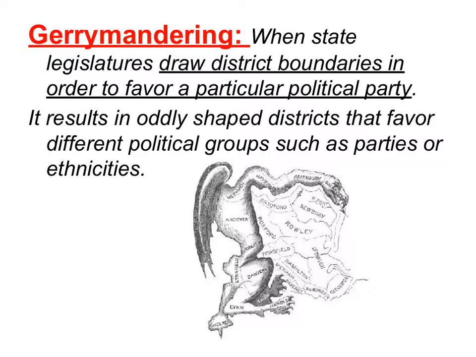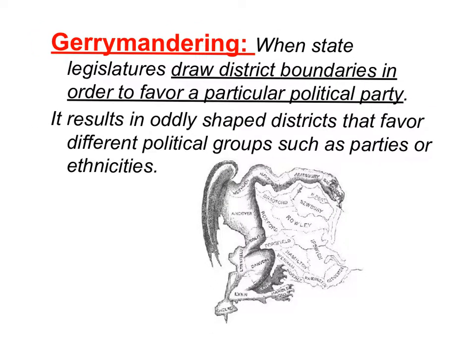The term gerrymandering is when a state legislature draws the district boundaries in order to favor a particular political party. That results in an oddly shaped district that favors different political groups such as a party or ethnicity. Now, as you can see here in this political cartoon, the salamander or gerrymander, which is surrounding this area.